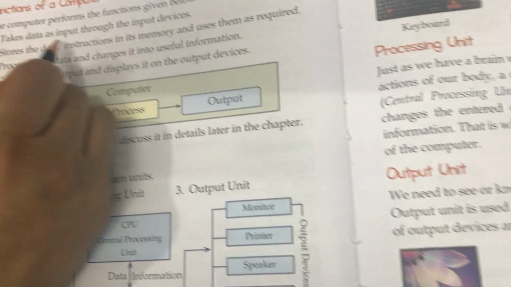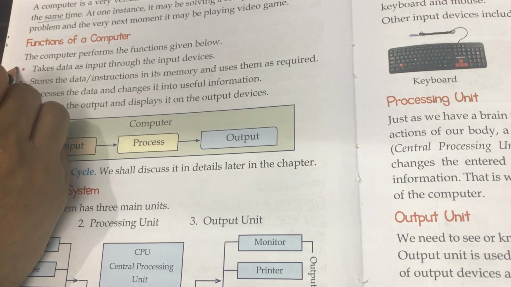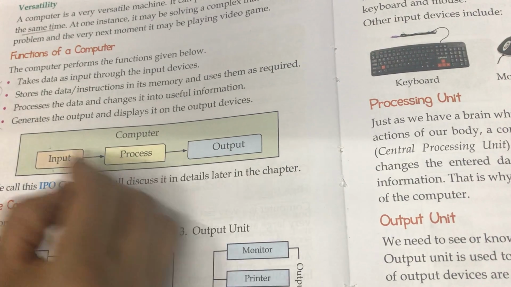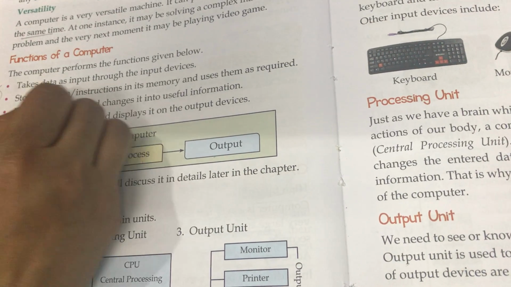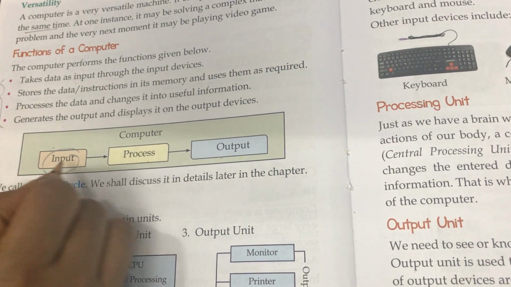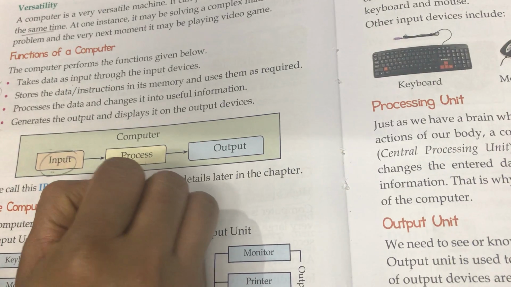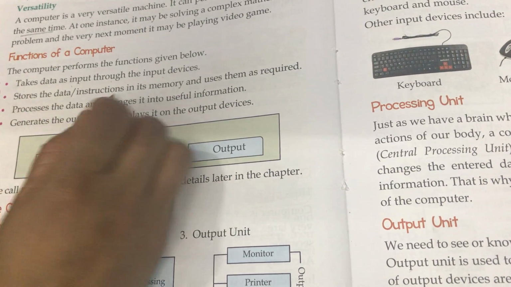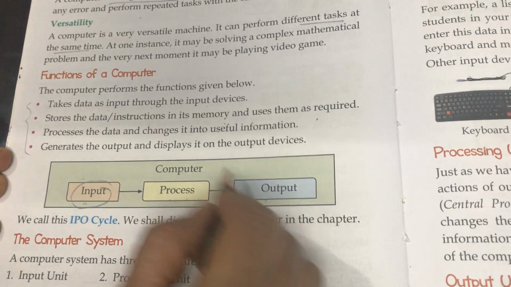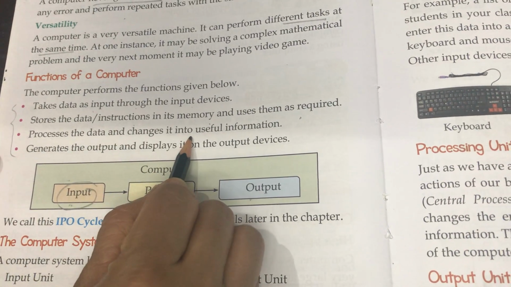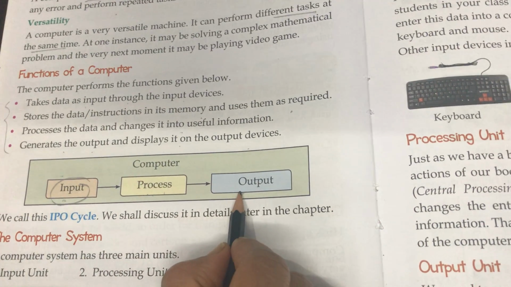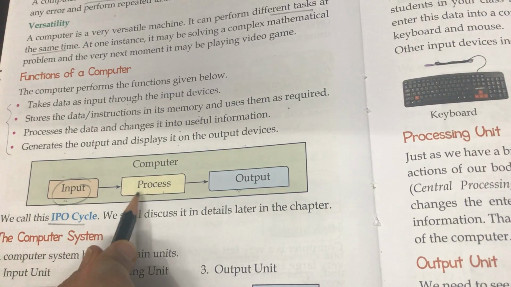Next, coming to the functions of a computer. We have three steps: input, process, output. In input, it takes data through the input devices. What input devices do we have? We'll see later on. Process means it stores the data or instructions in its memory and uses them when required. It processes the data and changes it into useful information, generates the output and displays it on the output device. We call this the IPO cycle.